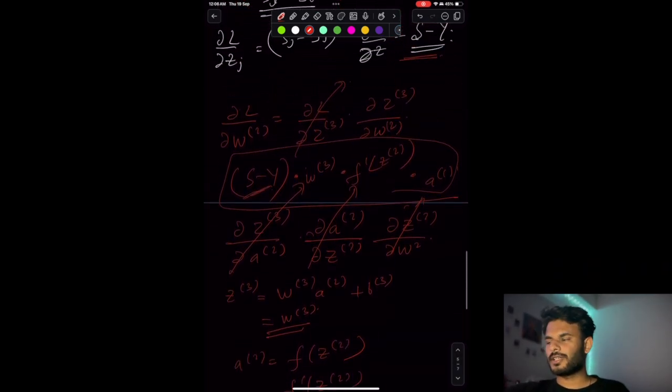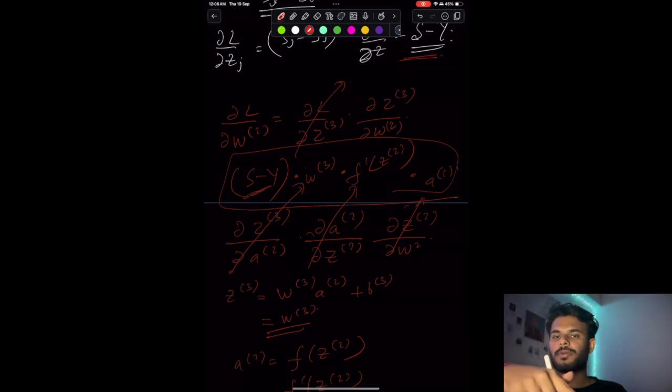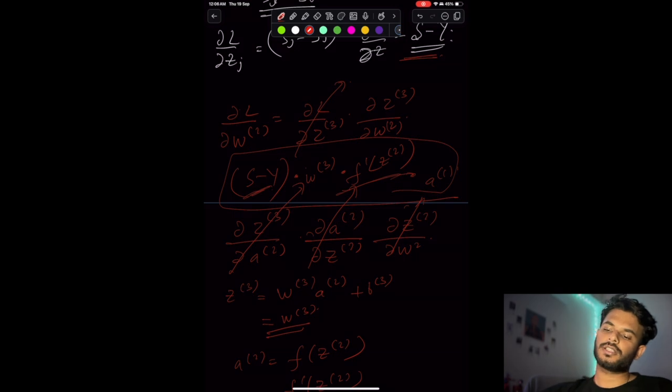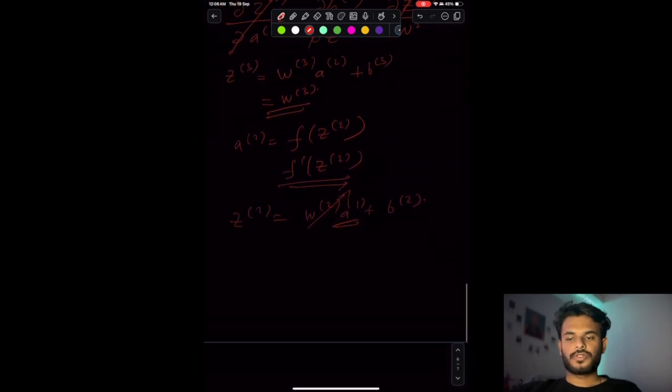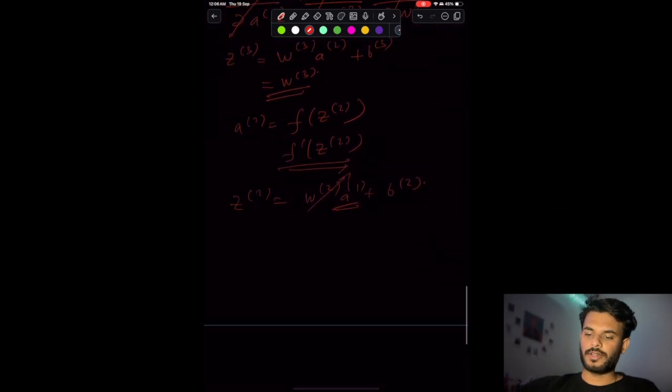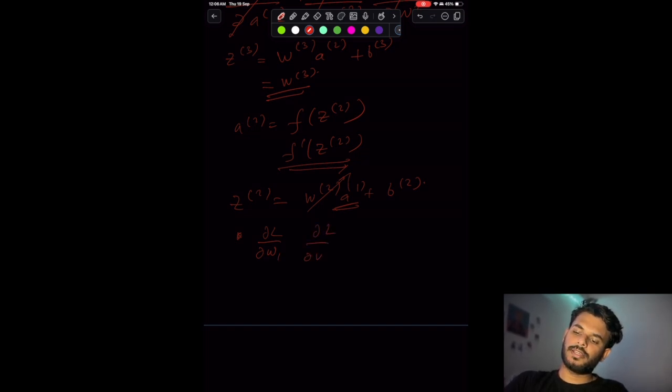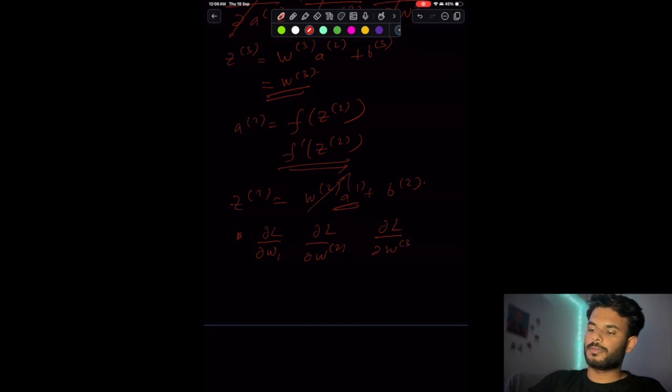So pretty simple, and then you can go one step more backward. You'll get again one derivative of this activation function, and then you will reach simply W1 also. So this is how we get all the weights' derivatives. Now once you have those derivatives, you have del L by del W1, del L by del W2, and del L by del W3.